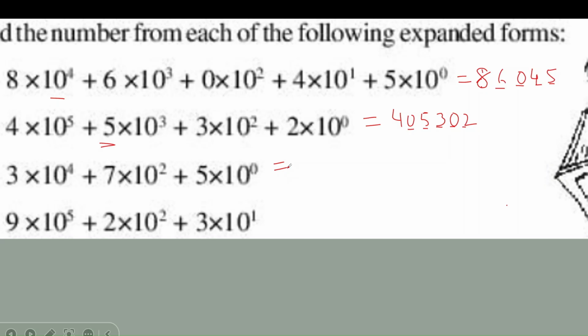Now this first digit is 3, and then 1, 2, 3, 4 places. I do not have 10 raised to the power 3. So I'll place a 0, then 7, then again a 0, and then 5. Last one, 9, and then 1, 2, 3, 4, 5 places. I do not have 4. I do not have 10 raised to the power 3. I have 10 raised to the power 2. I have 10 raised to the power 1 also, but I do not have 10 raised to the power 0. So this is the short form.